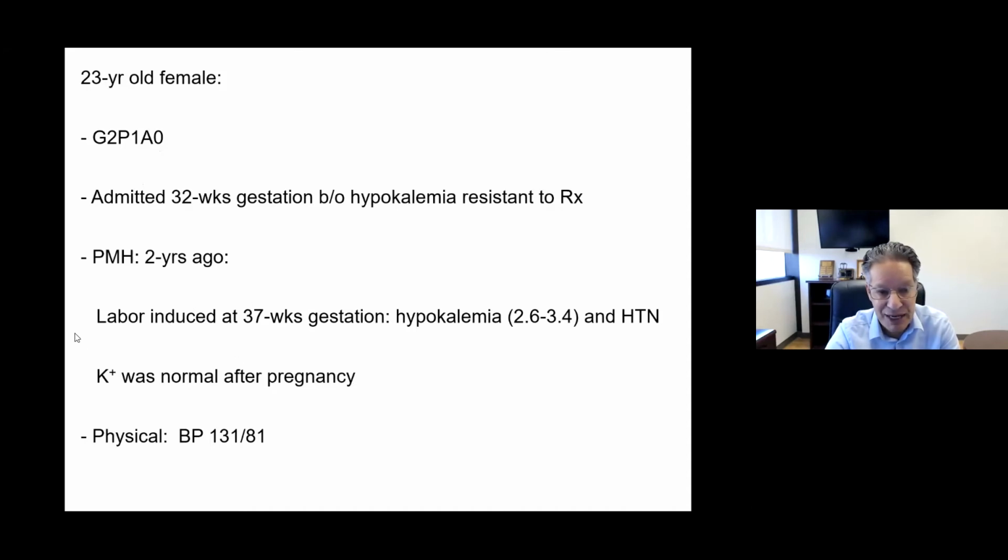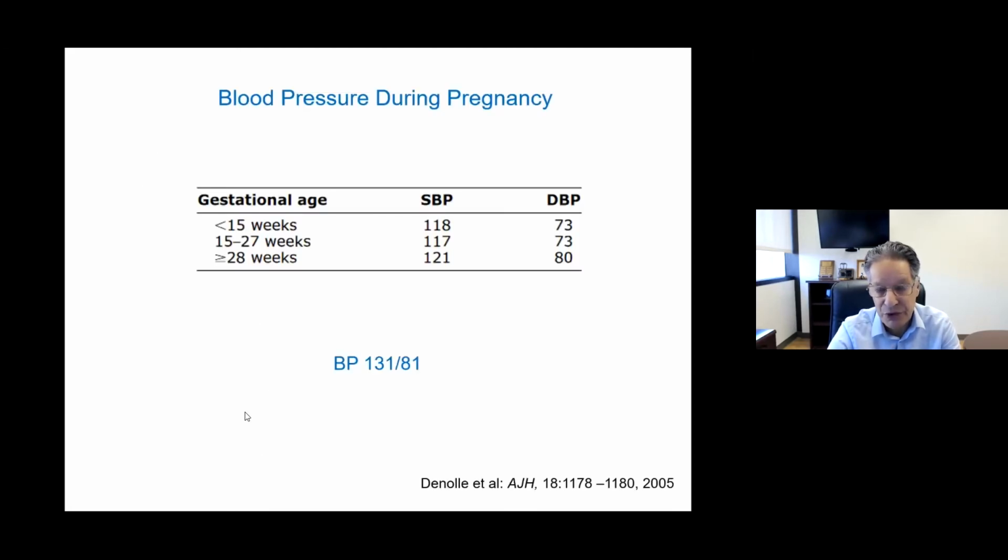So she came in with the same thing. And on physical, her blood pressure was 131/81. So the first question is, was she hypertensive? And this just shows, from patients at different times during their pregnancy, what the mean systolic and diastolic pressures are. And you could see for someone who's at 32 weeks, you would tend to get these numbers. So she was clearly hypertensive, mildly hypertensive.